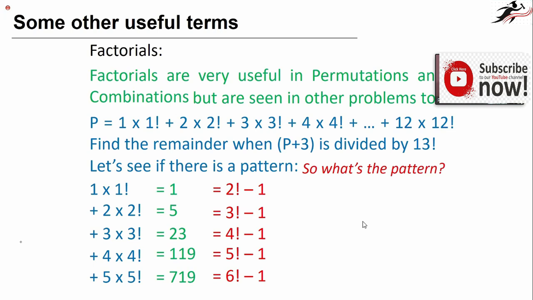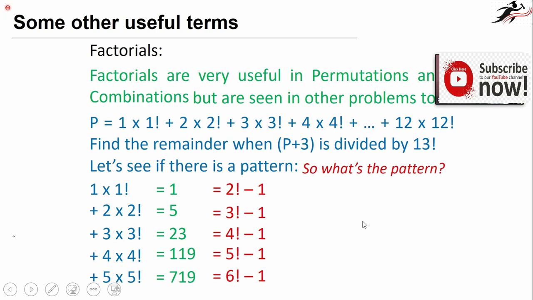and so on. So if I go on adding up till 12 into 12 factorial, can I say directly that this will be 13 factorial minus 1? Correct? Can I say it is 13 factorial minus 1? So 13 factorial minus 1 is equal to P.